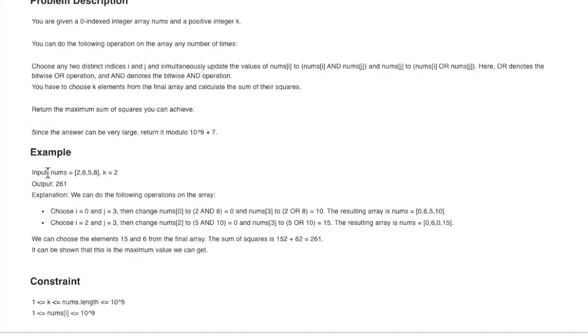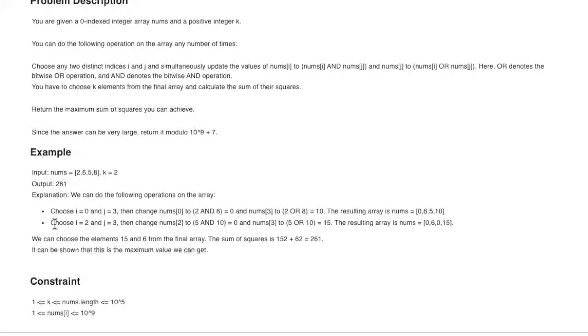So take a look at the first example. The input nums is 2, 6, 5, 8 and k equals 2, and the answer is 261. Why? Because we can do the following operation on the array. So we choose 0 and 3, and then nums[0] becomes 2 AND 8, which is 0, and nums[3] becomes 2 OR 8. In binary it becomes 10, and the resulting array after this operation is 0, 6, 5, 10.